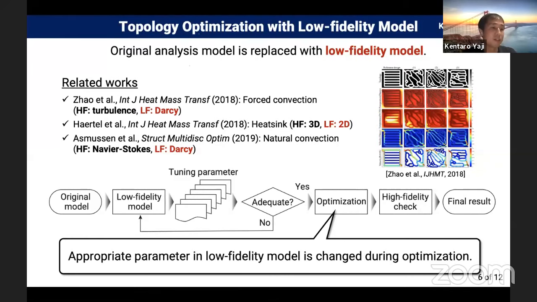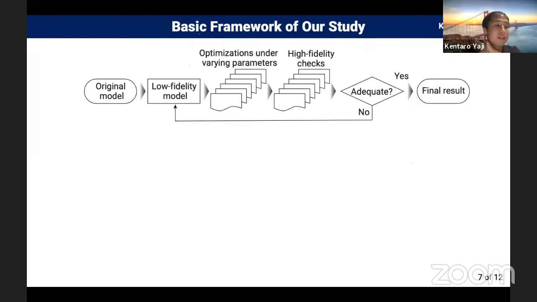Therefore, as a natural extension, it is better that various design candidates are generated by using such an approach, and then the user selects the best one from the dataset. Based on this idea, we focus on this design optimization process. The key feature is that low fidelity optimization is executed multiple times for generating various design candidates by varying parameters. And by conducting high fidelity evaluation for them, we try to get a satisfactory solution from the dataset.